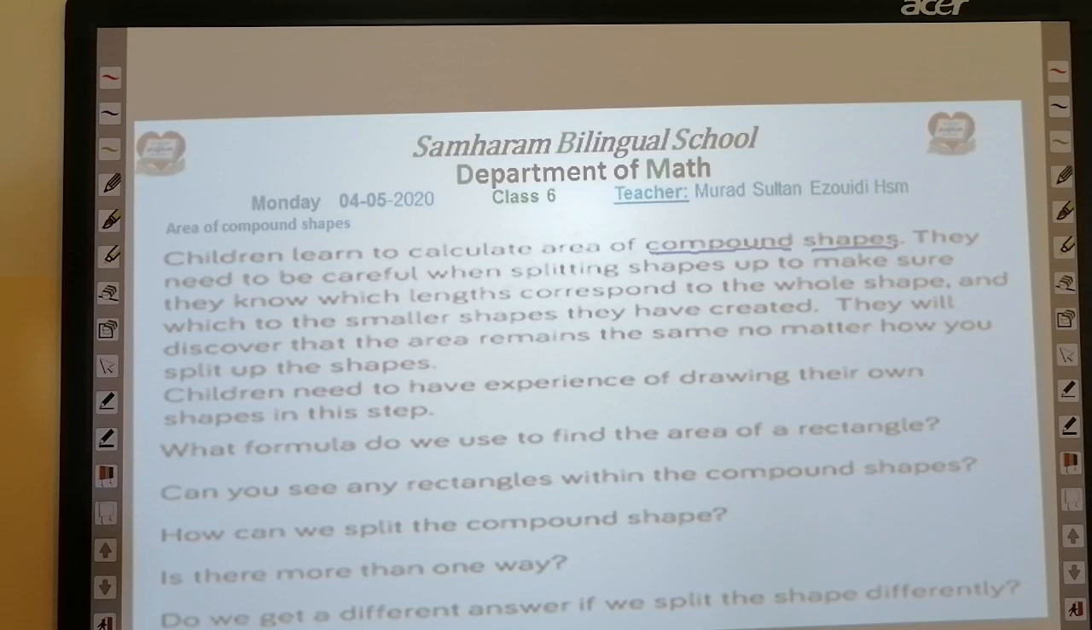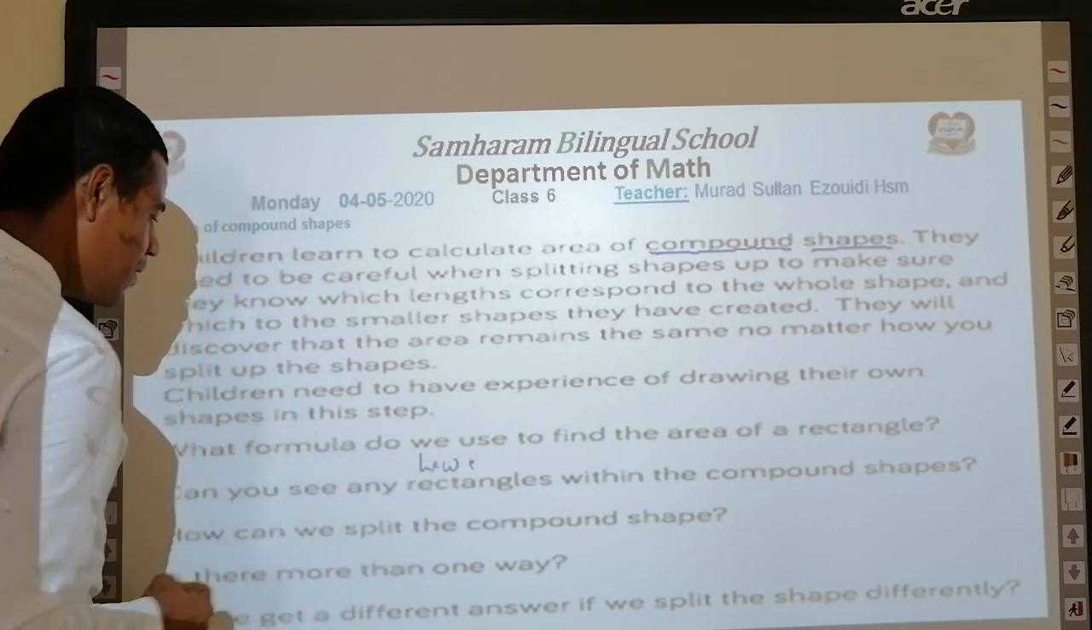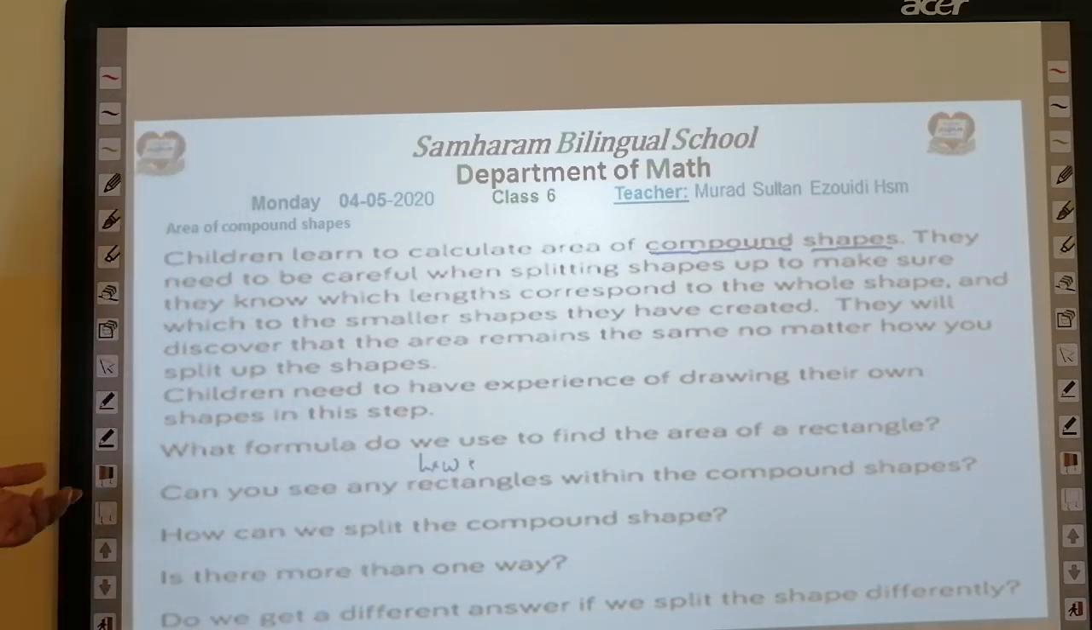What formula do we use to find the area of a rectangle? It is length multiplied by width. Then, can you use any rectangles within the compound shapes? How can you split the compound shapes? Is there more than one way? Of course, yes. Do we get a different answer if we split the shape differently?